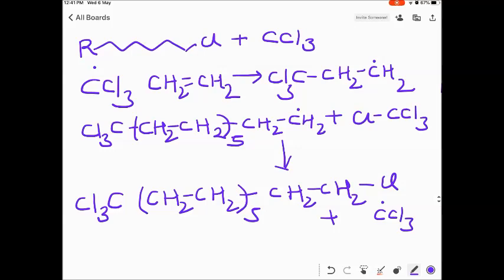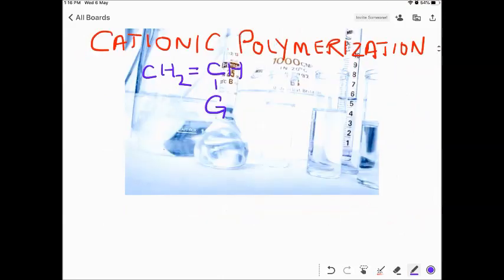So we understand that the chain transfer agents stop the polymerization of one chain, and then initiate the polymerization of a new chain: formation of a new polymeric chain, stop it, start new. So this is how the molecular weight of the polymer is controlled using chain transfer agents.